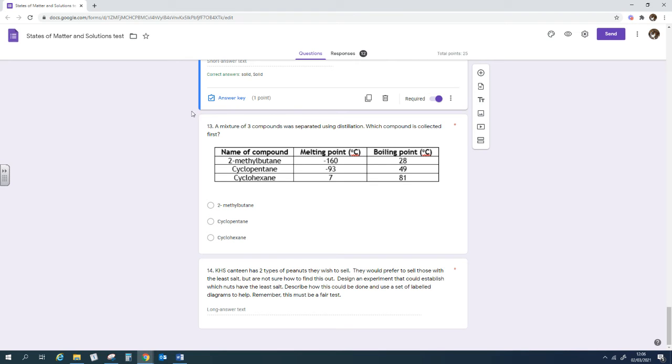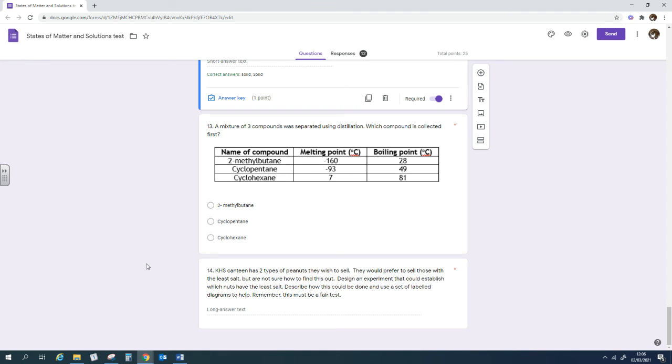Three compounds, distillation: which one will be collected first? It'll be the one with the lowest boiling point because it'll be the one that will make the liquid to gas transition first. So that's 2-methylbutane. Kinross wants to find out which is the least salty peanut. So you would get 2 beakers.